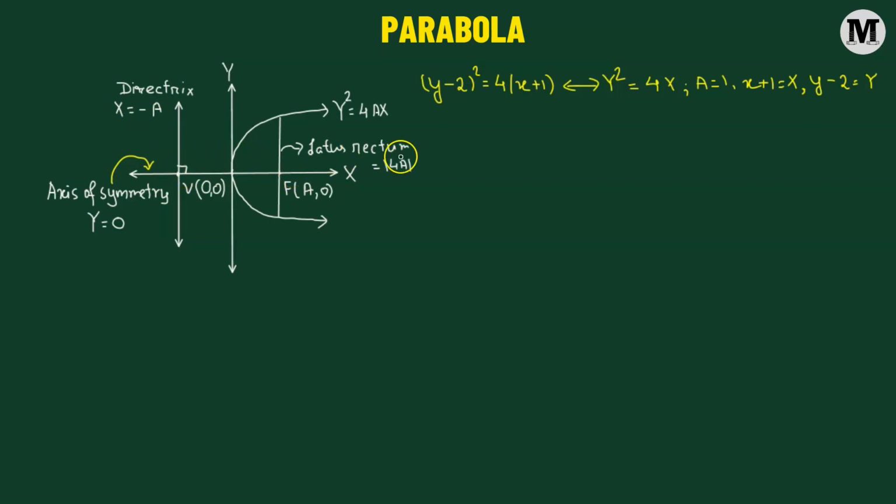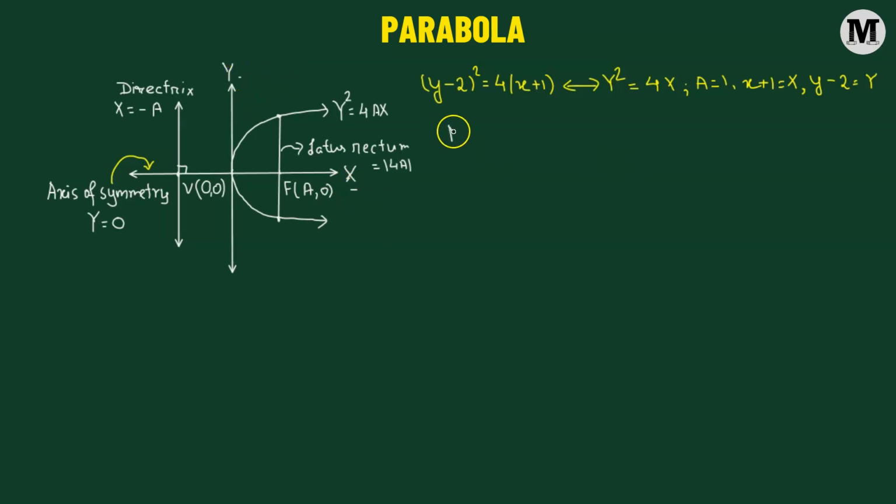And then we have the latus rectum. This is a line that passes through the focus of the parabola, and it is perpendicular to the axis of symmetry with its endpoints lying on the parabola. So its length is given by the absolute value of 4a. Now what we are doing, this is the parabola in its standard form, and we have expressed it in terms of the new coordinate system X, Y.